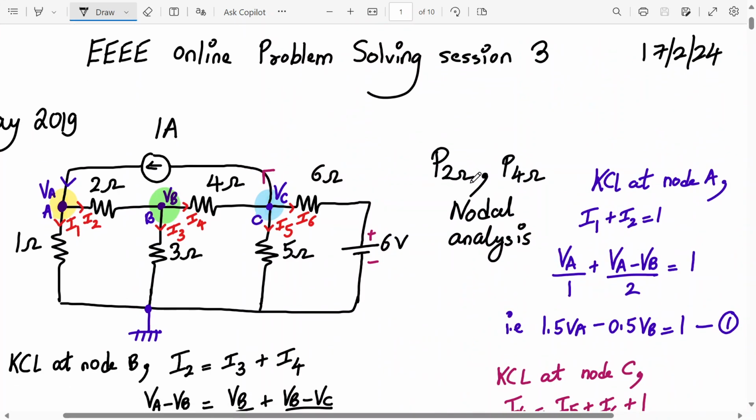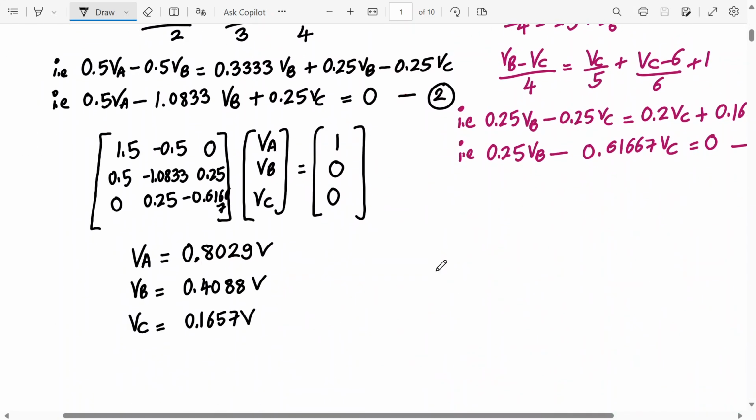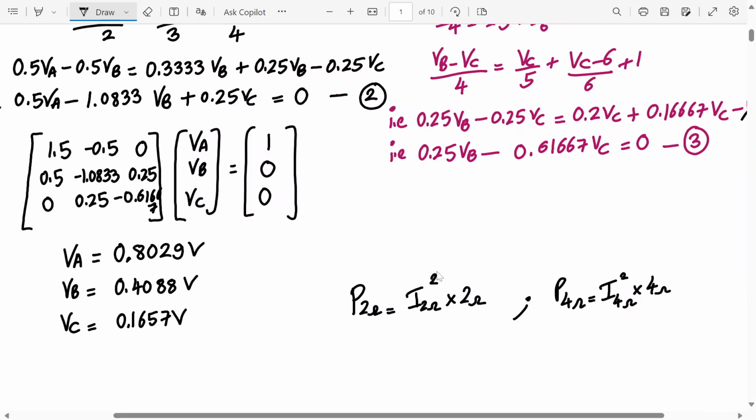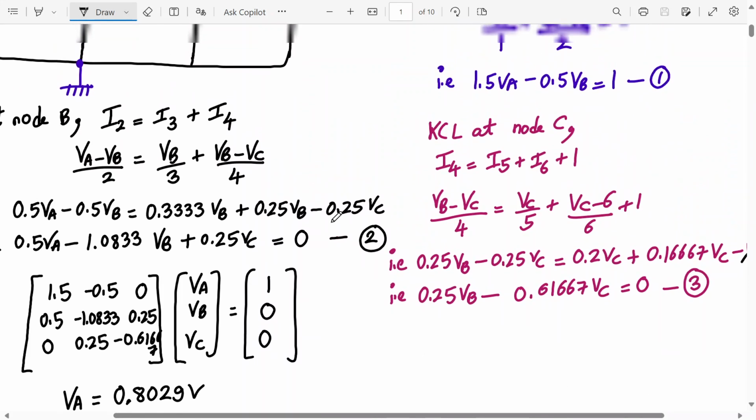Now we have to find power across 2 ohm resistance, power flowing through 4 ohm resistance. So what is the power formula? Power across 2 ohm resistance will be current flowing through 2 ohm resistance square into 2 ohms, right? Similarly, power across 4 ohm resistance will be current through 4 ohm resistance square into 4 ohm, correct? Anyone got these values correct? Let me know fast because we are checking the time also, how much time we are taking.